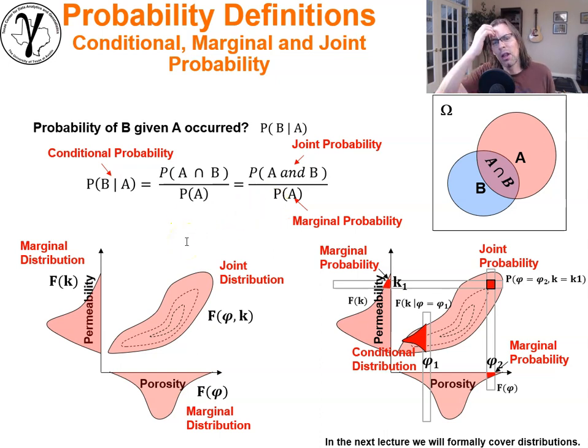Now, how do we visualize and think about this? How do we put this all together? I would draw a plot like this. Now, if you look at it, we have a distribution of porosity. And if you're only concerned with one feature at a time or one event at a time, this is going to be a marginal distribution, just porosity measures. This right here is a distribution of permeability. It's also a marginal distribution.